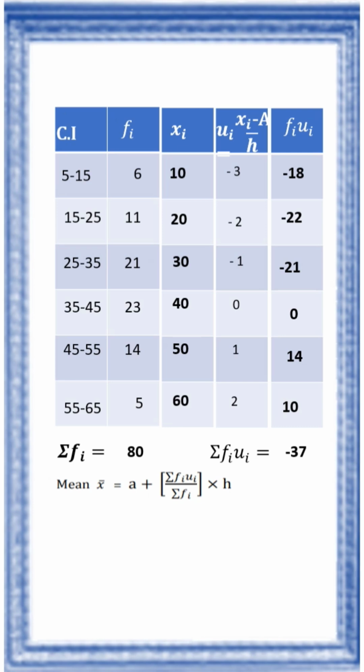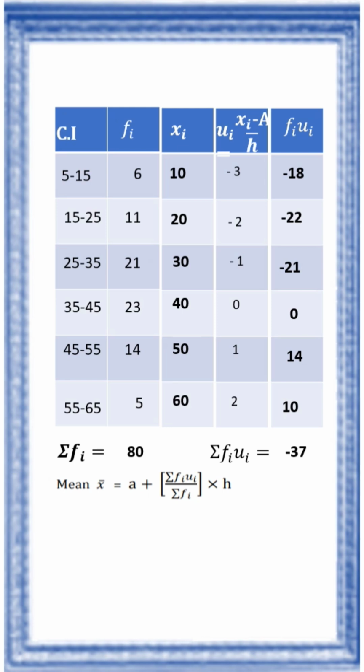10 plus 10, that is 20. 20 plus 10, that is 30. 30 plus 10, that is 40. 40 plus 10, that is 50. 50 plus 10, that is 60. Now let us add one more column. We are following the step deviation method, since here you can observe that the frequency and the class mark xi are bigger numbers. If you follow the step deviation method, it will be easier for you.